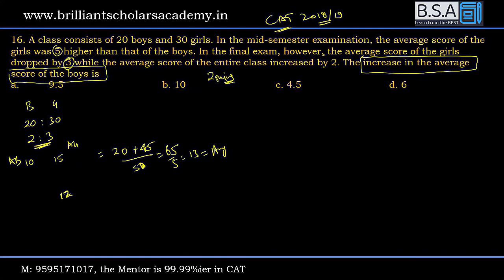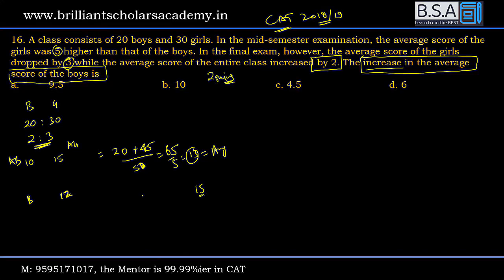The average score of the entire class increases by 2. This is 13. The average becomes 15. The question is, what is the change, or what is the increase, in boys' average score? So if I assume the average score of boys is B, how can we find this?